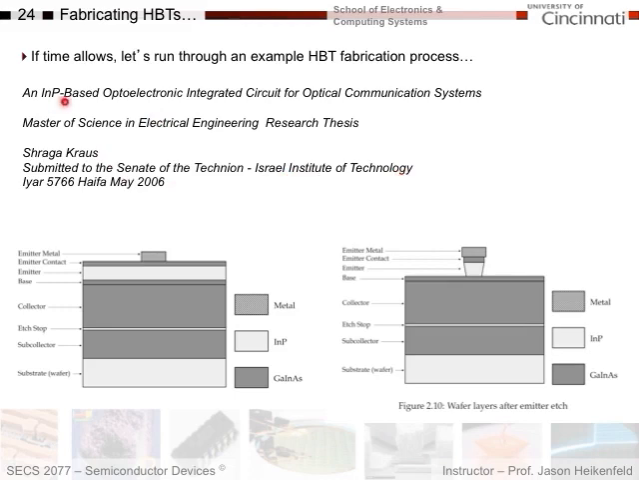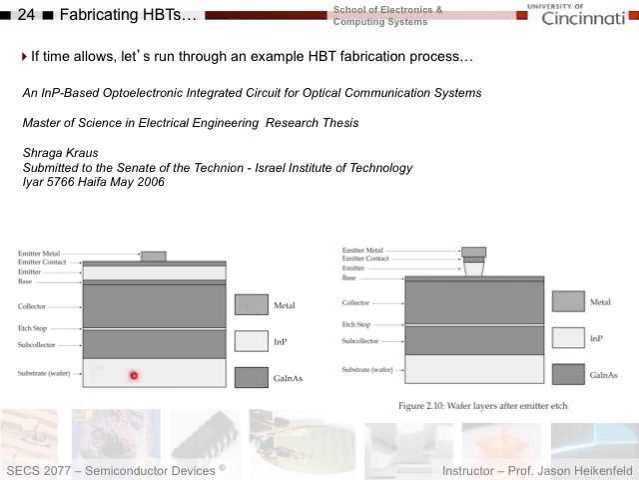And they're making an indium phosphide-based optoelectronic integrated circuit for optical communication systems. So this is basically a BJT, in which a photon of light comes in, and it detects it kind of like a photodetector, but it also has amplification. When we get to optoelectronics, I'll tell you how it works. But let's just look at how you make this type of BJT.